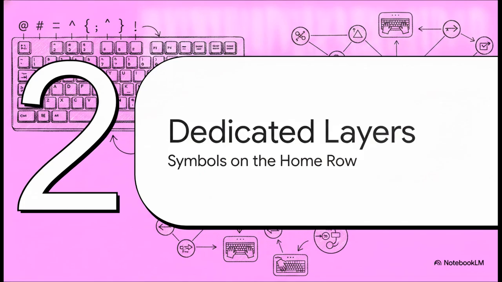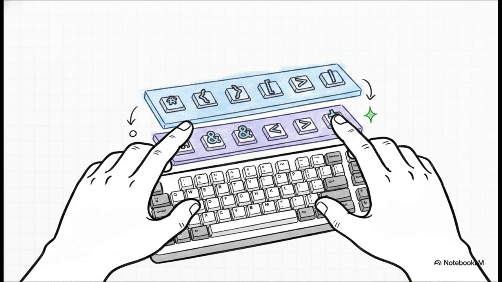So, let's look at part 2, solution 1, dedicated layers and bringing symbols directly to the home row. This is our first major fix for this ergonomic nightmare. Now, creating a symbol layer completely flips the script. Instead of forcing your hand to reach way out toward the distant edges of the board just to grab a bracket or an equal sign, you press a key to activate a separate layer.